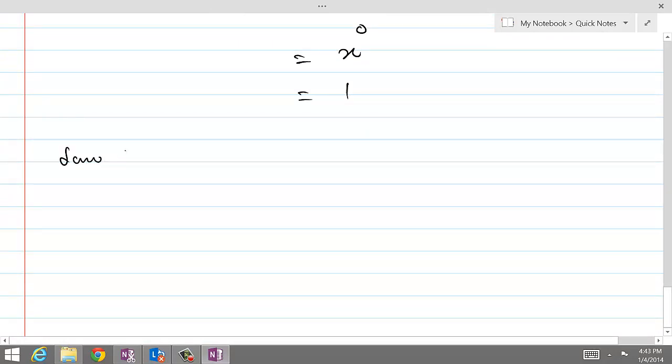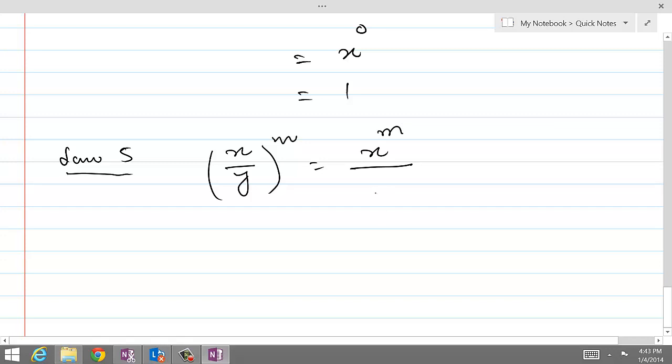Law number 5 suggests that (x over y) with power m is equal to x power m over y power m. The power is distributed to the numerator and the denominator. So we can separate the powers of the numerator and the denominator. A good example would be (5 over 7) power 3, we can simply write 5 power 3 over 7 power 3. This is how we can write.